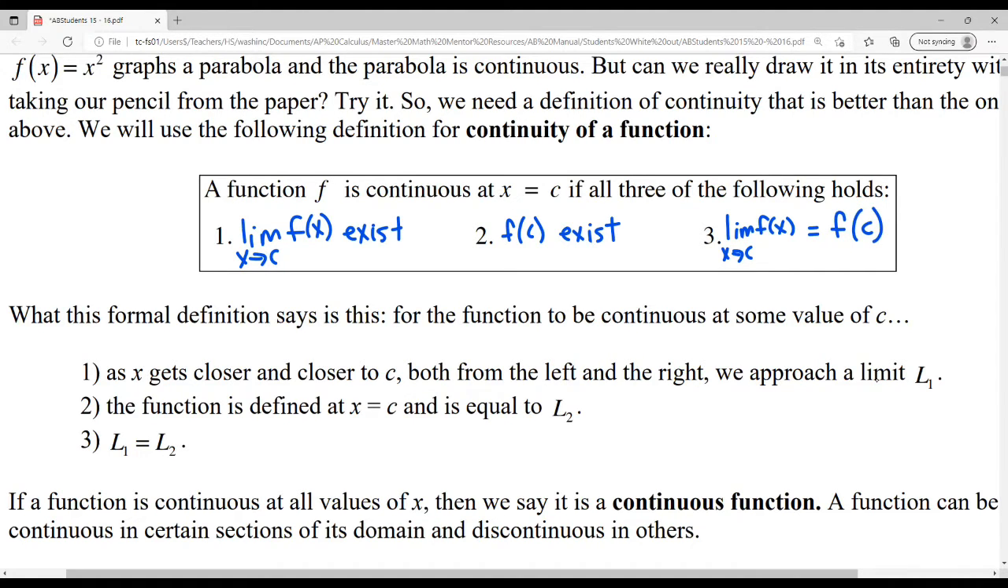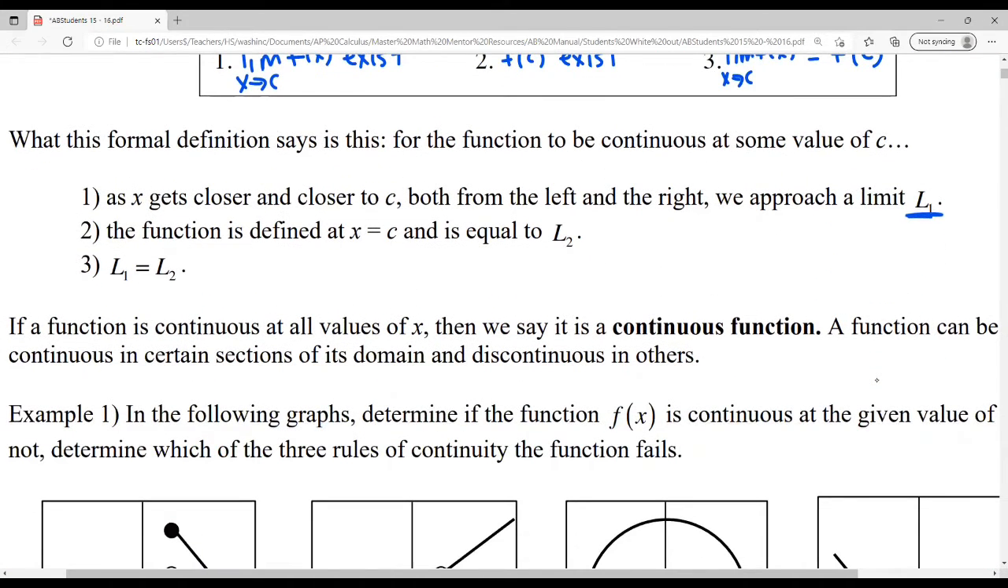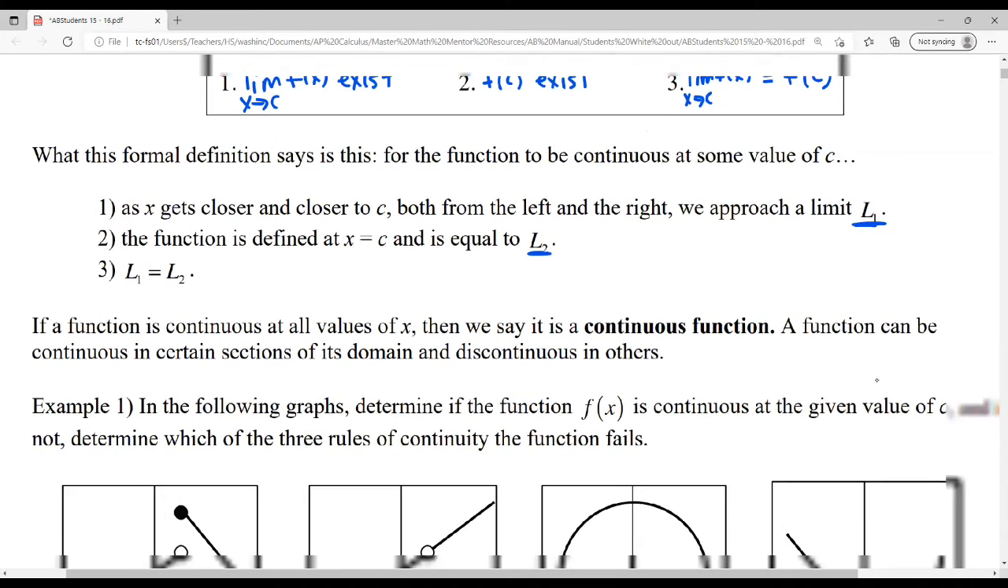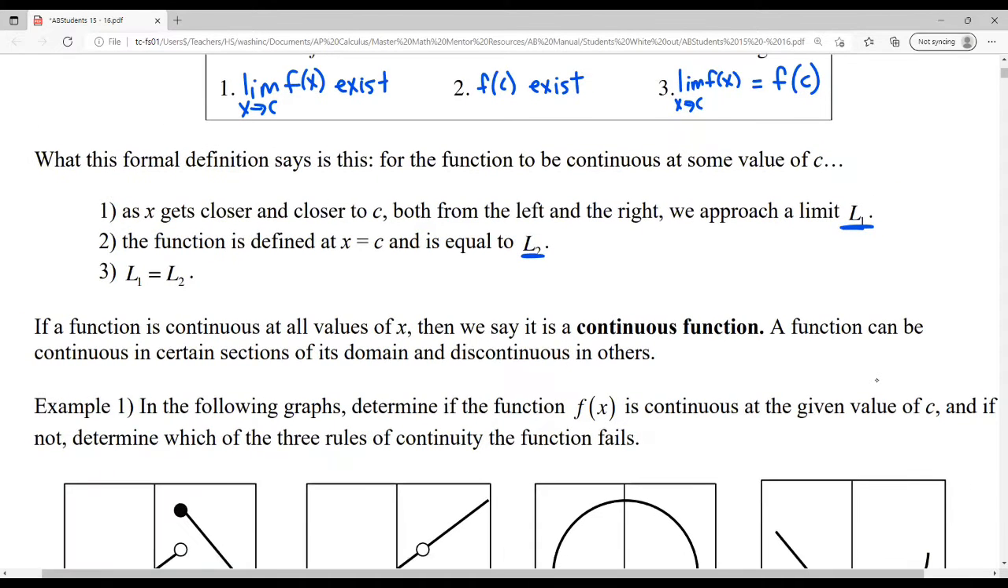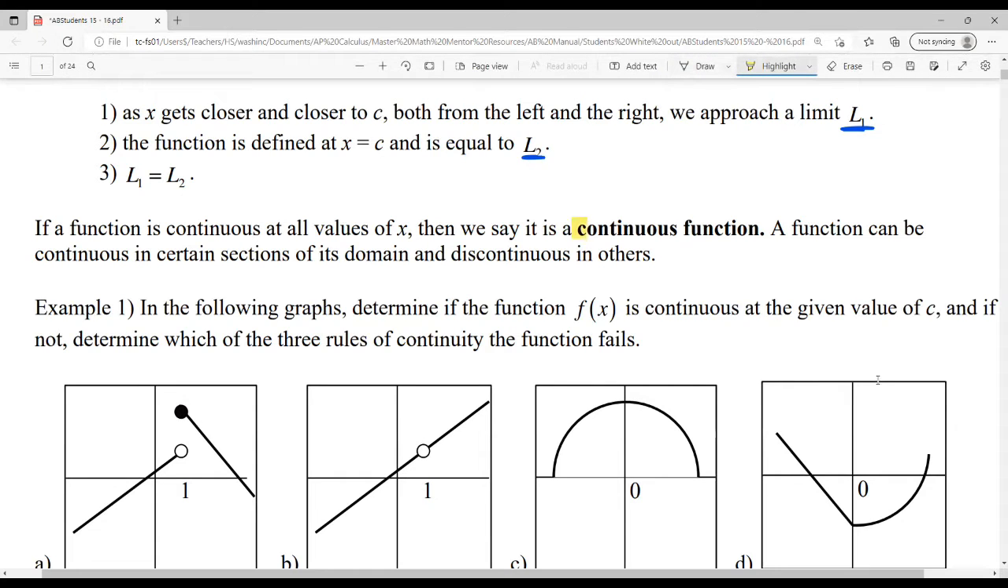What this really says is, number one, as x gets closer and closer to some value c, both from the left and the right, we do approach a limit, L1, some number. The function is defined at x equals c and is equal to some number. And in order for this to be continuous, those two numbers have to be equal. If a function is continuous at all values of x, then we say that function is a continuous function. And we'll talk more about continuous functions in a little bit.